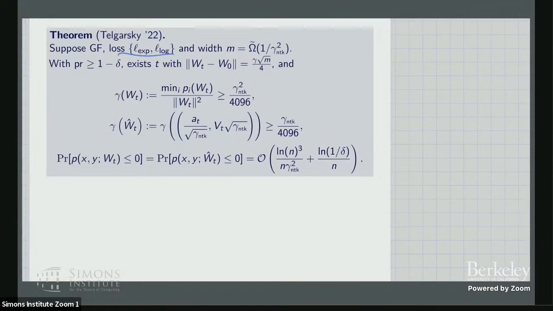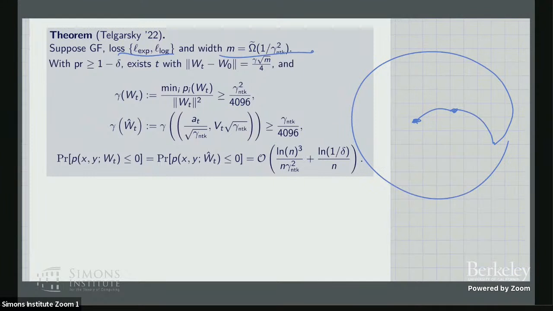The width is the same. And now there's a little bit of an oddity going on. The old proof started somewhere and moved some distance, and the distance it moved was at most gamma root m. Now I actually have to move all the way. I have to move up to gamma root m exactly.